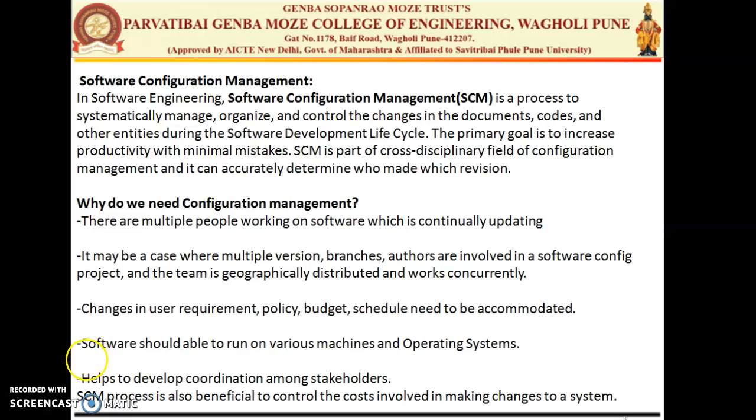The second thing is it may be a case where multiple versions, multiple branches and authors are involved in a single software. So you need to manage that change, you need to manage that configuration from different software developers and from multiple versions. Or it can also be a case where the team is geographically distributed. If you consider today's scenario, everyone is working from home. So that is the case where the software team is geographically distributed and working concurrently. In that case you need to manage your configuration management.